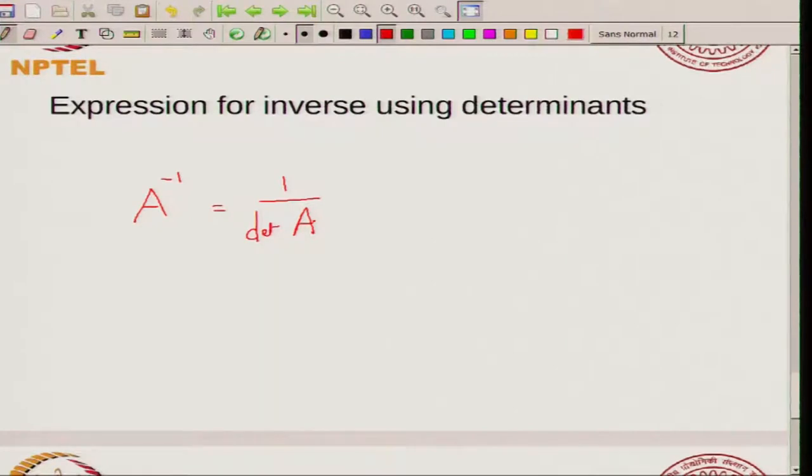This is the determinant of the matrix. And A inverse is a matrix, so it should have various terms here. What are the various elements of this matrix?